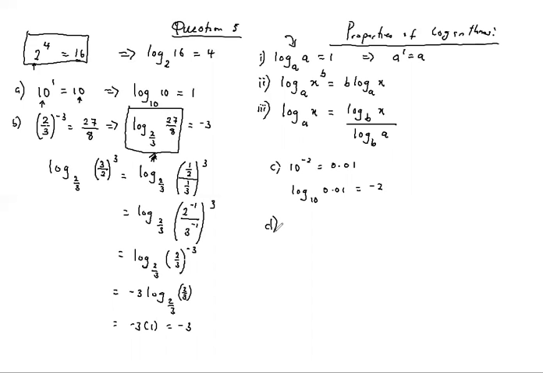D, 10 to the power 5 is equal to 100,000. As a log, I'll say log base 10 of 100,000 will give me 5, which is true.